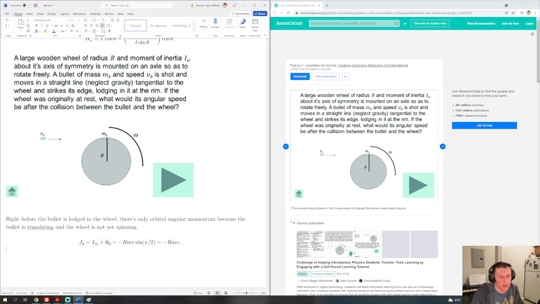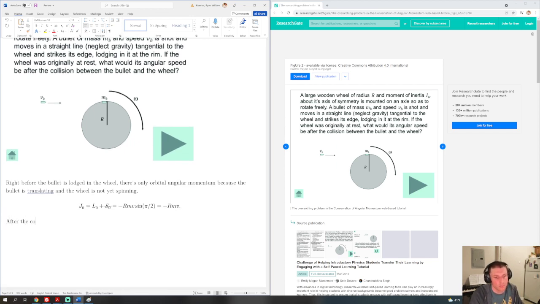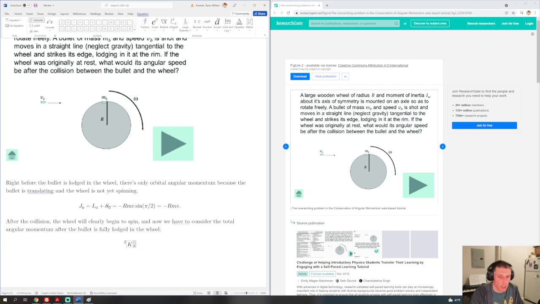Okay, cool. So after the collision, we don't really need to know anything about physics to know that the wheel is going to start spinning. You could have told me that before you set foot in this class this semester. So I'm just going to say after the collision, the wheel will clearly begin to spin. And now we have to consider the total angular momentum after the bullet is fully lodged in the wheel. I would write J right now. This is the final total angular momentum, and it's just going to be L plus S.